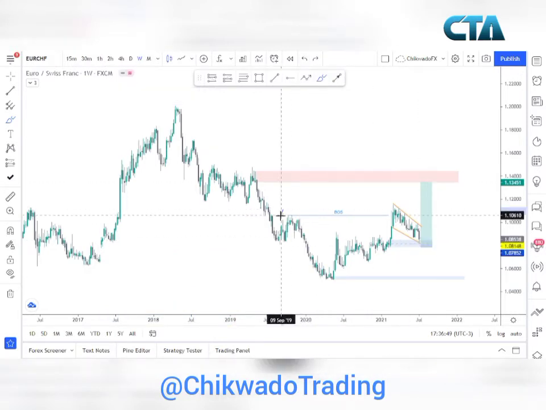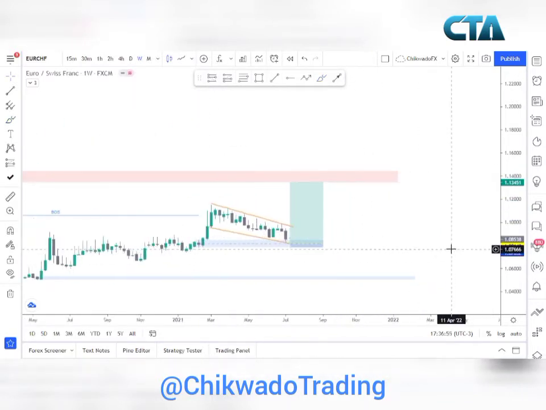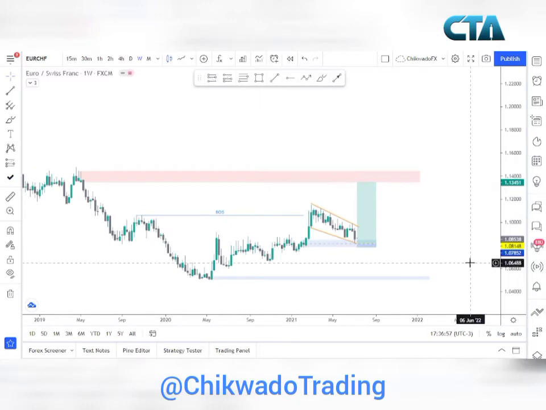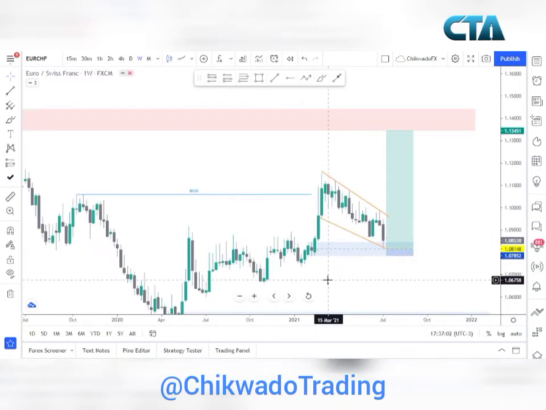So you see, we've broken structure to the upside. And when you zoom in a bit closer, you want to notice that this break of market structure here was caused by this order block that I marked up here. You see this order block here, that's the last down move for this entire move.